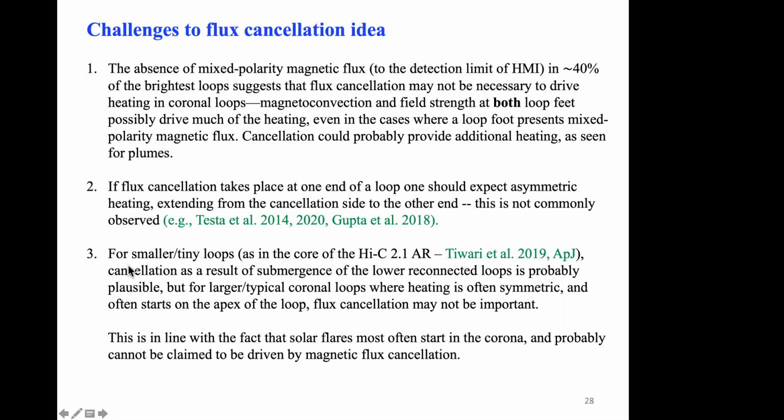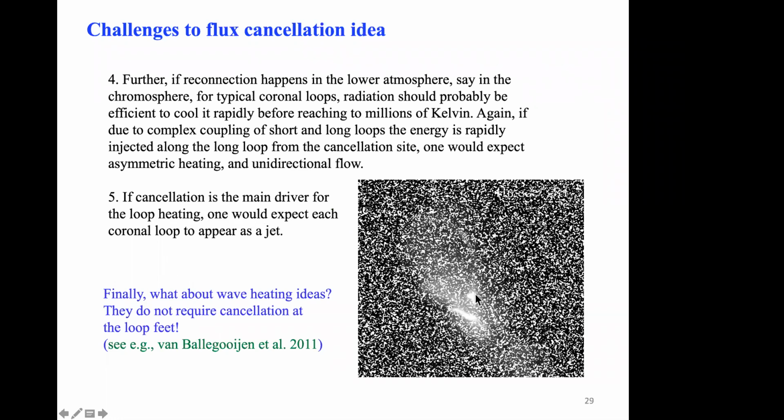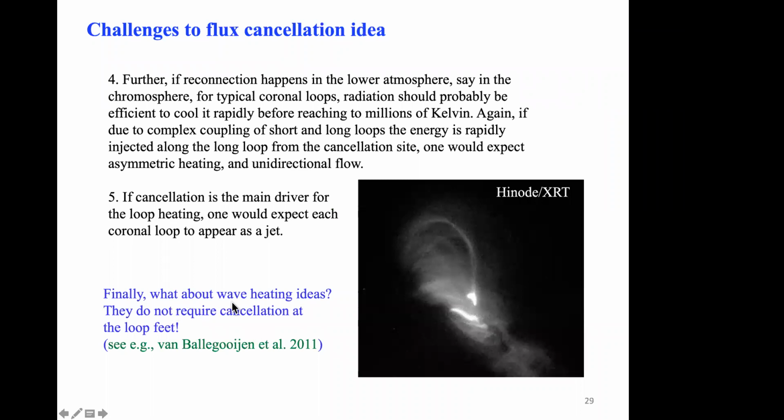This is not commonly observed. For tiny loops, it is probably easier to imagine and consider, but for typical loops, where heating is often symmetric and starts from the apex, similar to flares, it is difficult to see cancellation playing an important role. If reconnection happens, that is another thing. If cancellation were the main driver of loop heating, one would expect each coronal loop to appear as a jet, something like this. Finally, wave heating doesn't require cancellation.